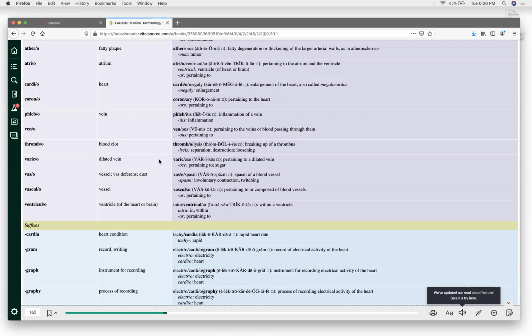Gotta love it. So that's varicose veins. Those are varicosities, dilated veins, and that's abnormal.